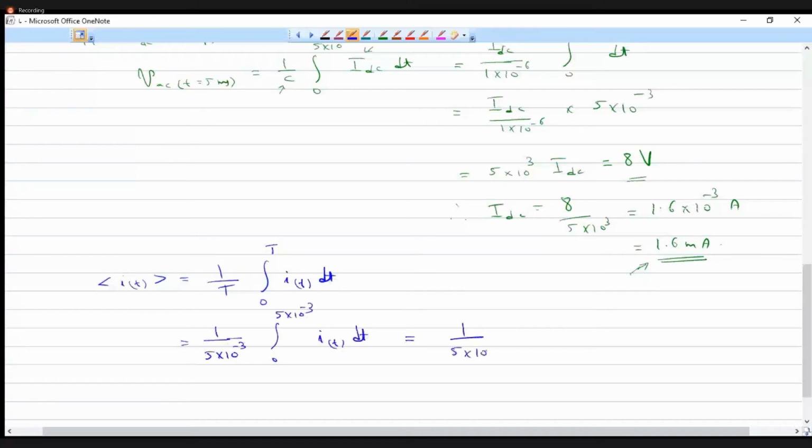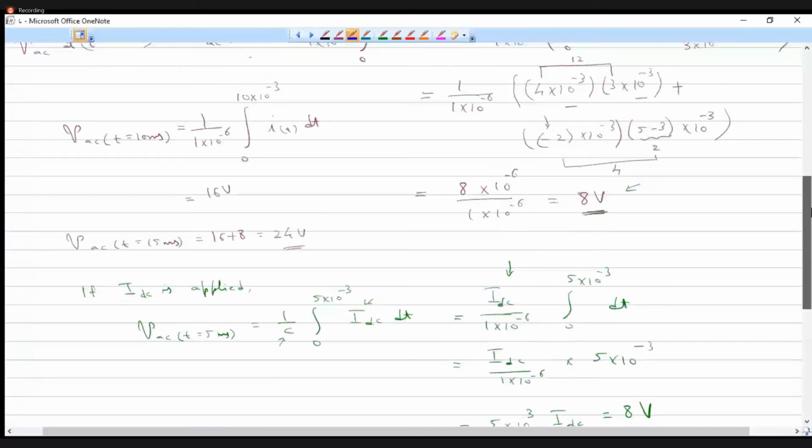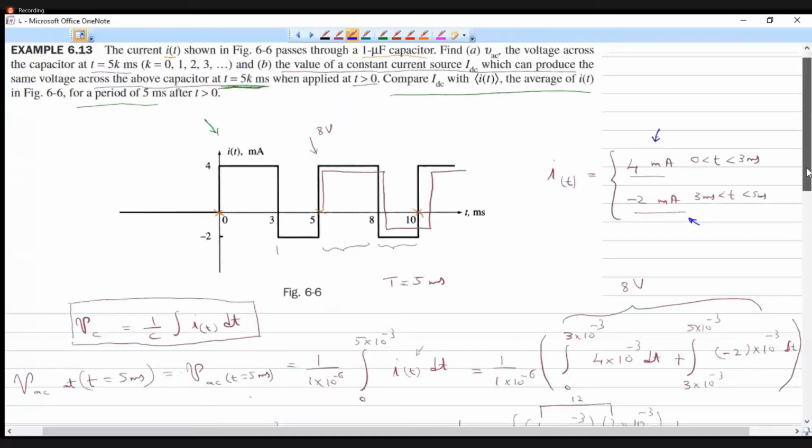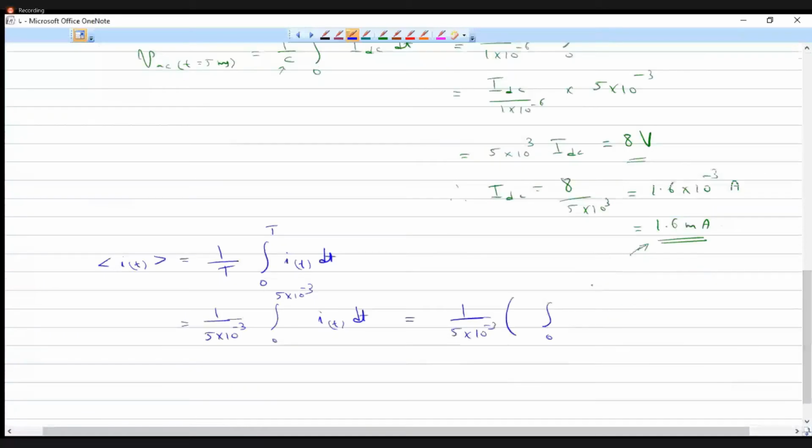Now we apply the limits and substitute the functions suitably. For 0 to 3 millisecond, it is having a value of 4 milliampere, and for 3 millisecond to 5 millisecond, it is having a value of minus 2 milliampere, right? So we can substitute this here. For interval 0 to 3 millisecond, 3 into 10 power minus 3, it is having a value 4 into 10 power minus 3, that is 4 milliampere dt, plus 3 into 10 power minus 3 integral over the remaining time period, that is 3 to 5 millisecond, which is minus 2 milliampere into 10 power minus 3 dt.